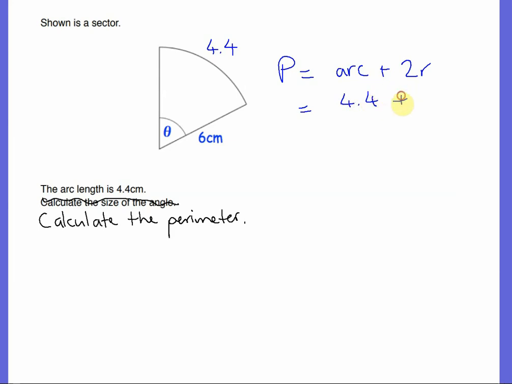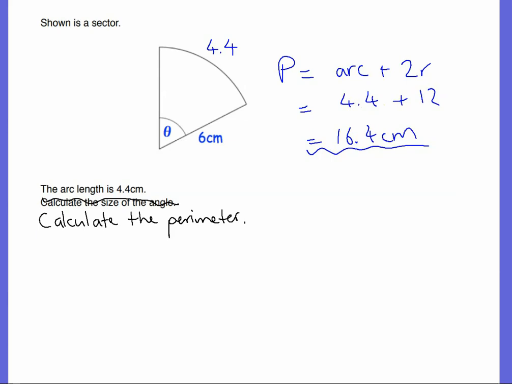Mr. Wilson, you're an idiot. So 2r's, so 2 6s are 12. So we have 16.4 centimeters. No wonder they didn't ask that question. It's rubbish. It's easy.